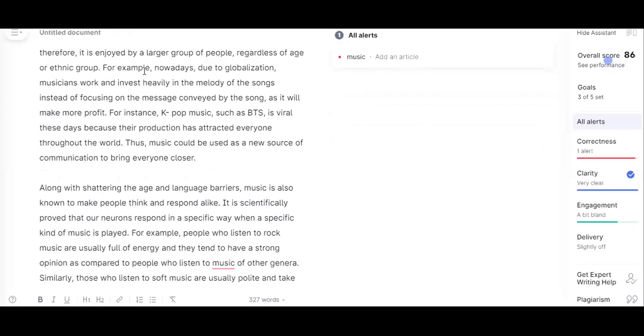Globalization. For example, nowadays, due to globalization, musicians work and invest heavily in the melody of the songs instead of focusing on the music conveyed by the song, as it will make more profit. For example, K-pop musical bands. Even though I know that K-pop band is BTS, I don't know if I'm right or not. So I have removed it. For instance, K-pop music is viral these days because their production has attracted everyone throughout the world. Thus, music could be used as a new source of communication to bring everyone closer.